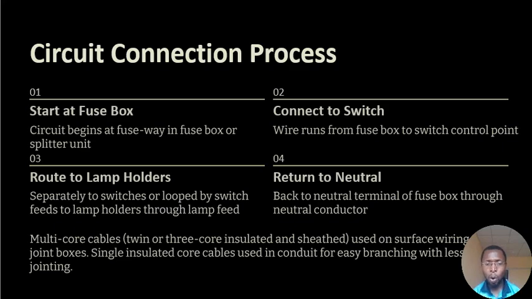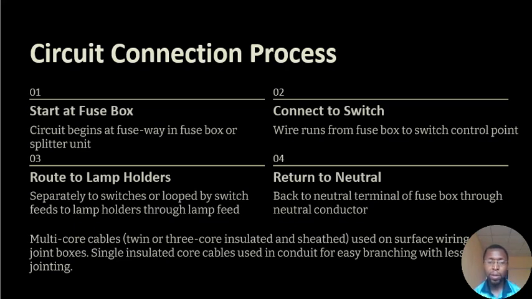Okay, multiple core cable, what we refer to as the twin or three core insulated and sheathed. There are cables that inside of them you can find two cables, or you can find three cables. We call them multiple core cables, and we use them in surface wiring and in joint boxes. Single insulated core cables are used in conduit. When we say conduit, they are wires that we don't see with our physical eye. They are inside the blocks or the wall. We can never see them because they have been inserted inside the wall. So that's where we make use of the insulated core cables.